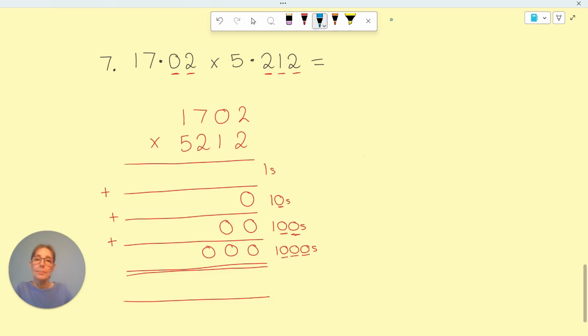So we've got 2 times 2 is 4. 2 times 0 is 0. 2 times 7 is 14. And 2 times 1 is 2. Add 1 is 3. 1 times 2 is 2. 1 times 0 is 0. 1 times 7 is 7. 1 times 1 is 1.